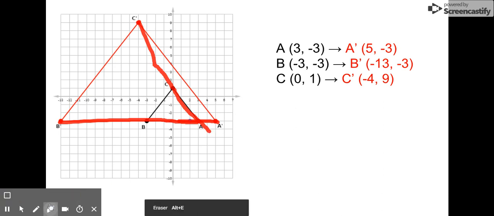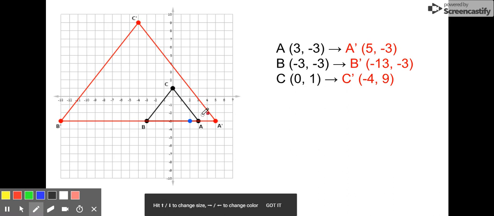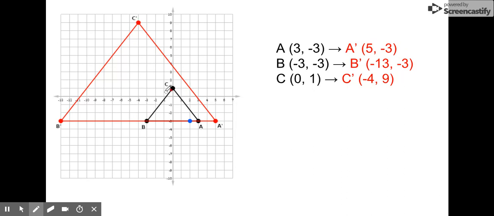We can also see that the distances are 3 times the amount, right? A to B versus A prime to B prime. A prime to B prime is 3 times the side length of A to B. B prime to C prime is 3 times B to C. And then A prime to C prime is 3 times A to C. We also see the orientation is preserved, and that's how you perform a dilation that's an enlargement.